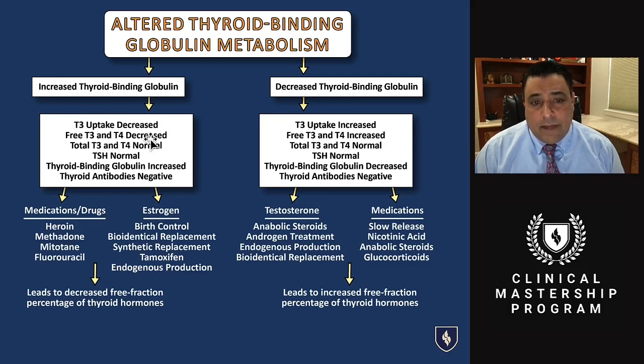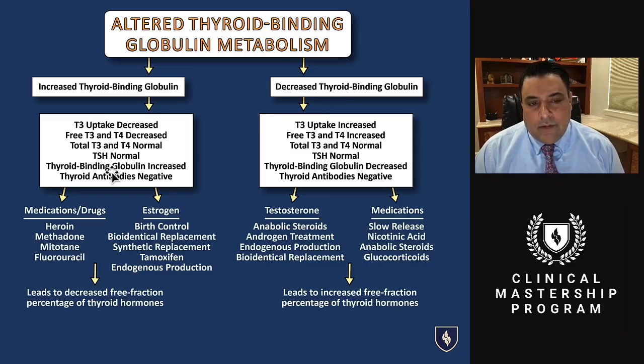Your free T3, T4 may be decreased, but it could be normal. Total T3 and T4 are almost always normal. TSH is normal. Thyroid binding globulin, if you measure, can be increased. And then thyroid antibodies are negative. Don't confuse thyroid binding globulin with thyroglobulin.